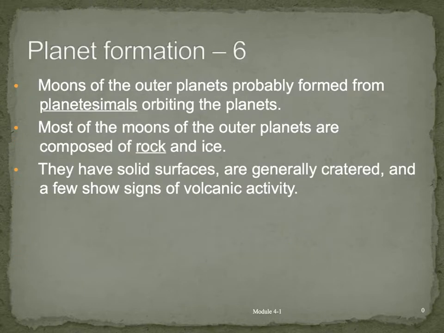Moons of the outer planets are probably formed from planetesimals orbiting the planets. Most of the moons of the outer planets are composed of rock and ice. They have solid surfaces and are generally cratered. Some of them will show signs of volcanic activity.